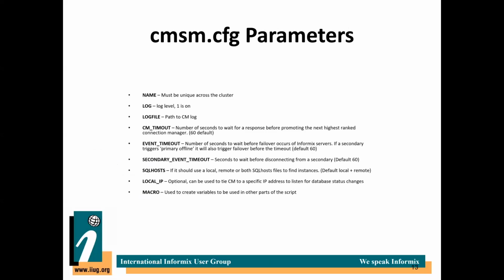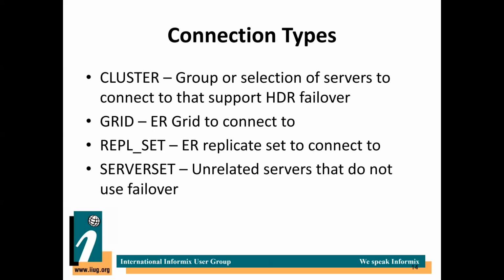So there's a lot of parameters. I list them here. Check out the past talk to go through details on each one. So connection types. I showed you cluster before. So that's one type of connection. So that'll be an HDR set. Grid if you're dealing with ER grid, REPL set if you're dealing with standard enterprise replication, and server set if you just want to have a single server. So there's some different ways to configure it. All depends on how you're trying to connect, or I should say how you're trying to set up users to connect.